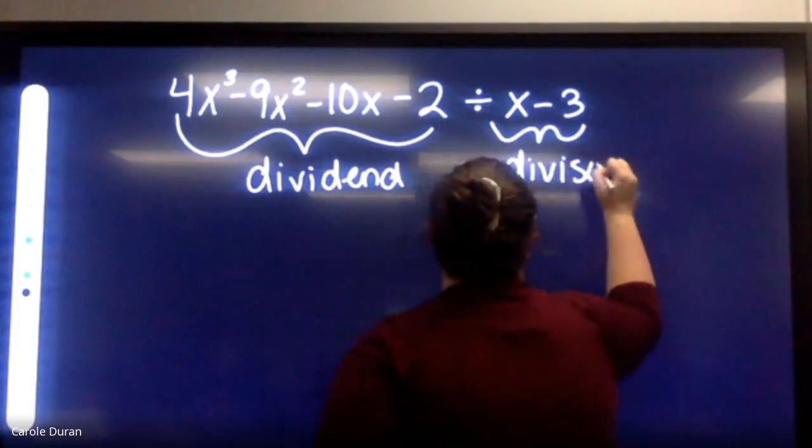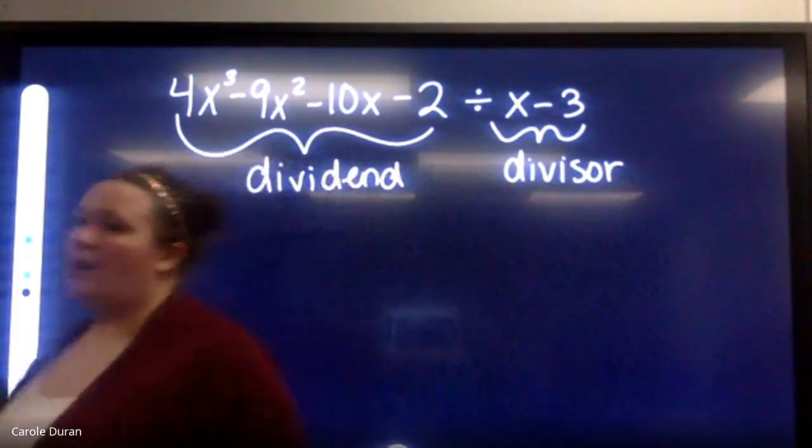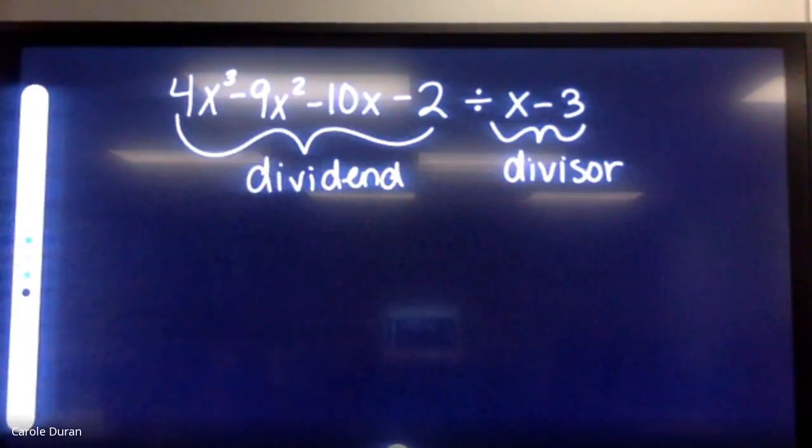How do you tell which one's which? The one that comes first in division is usually the bigger one, and that's my dividend. I thought the same thing.